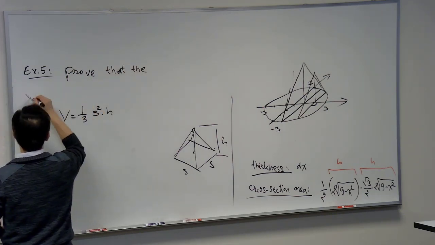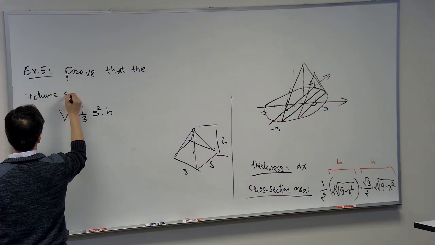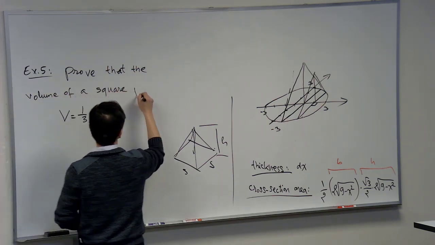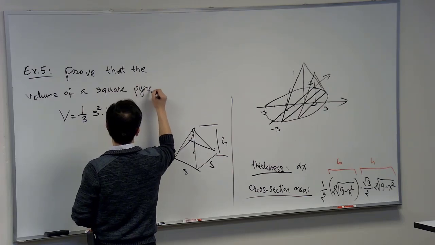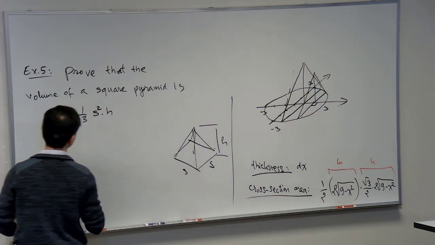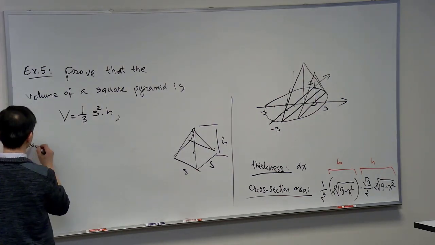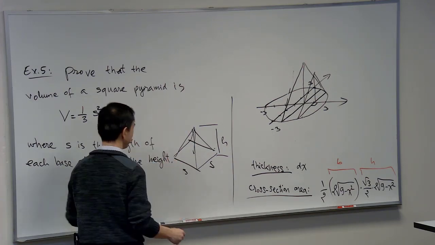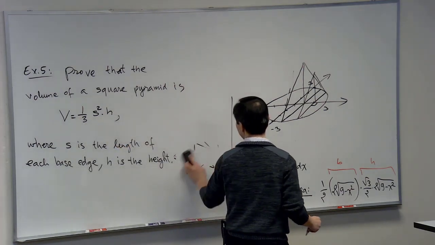the volume of a square pyramid V equals 1/3 S squared times height. Okay, where there you go. Let's prove it. See, that's what mathematicians do.